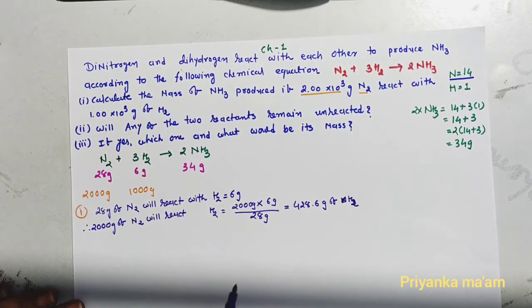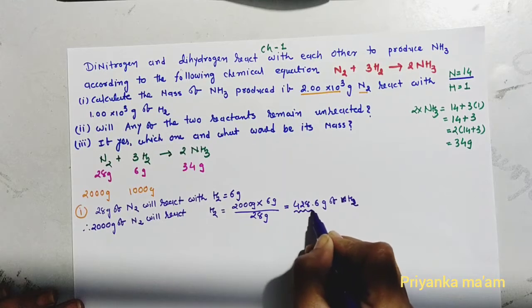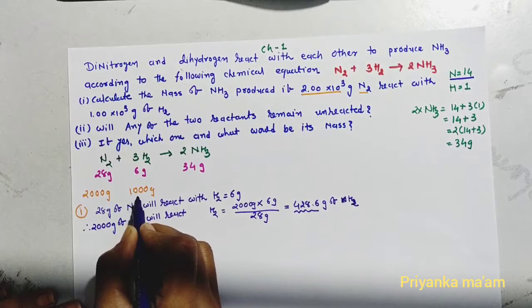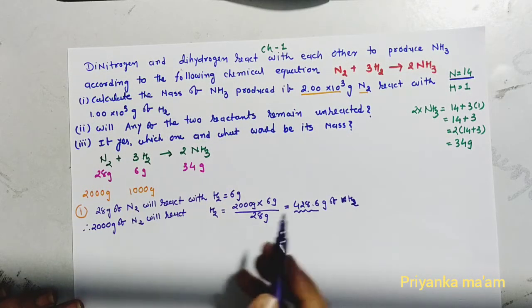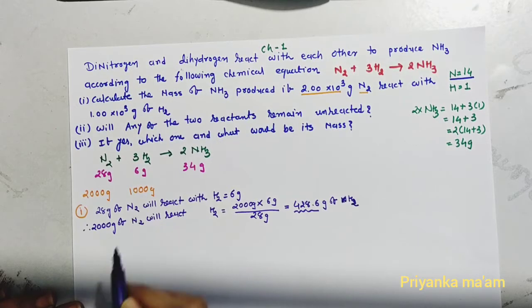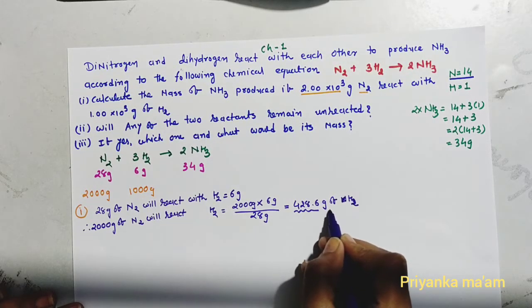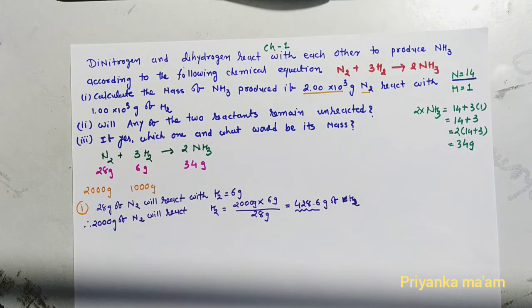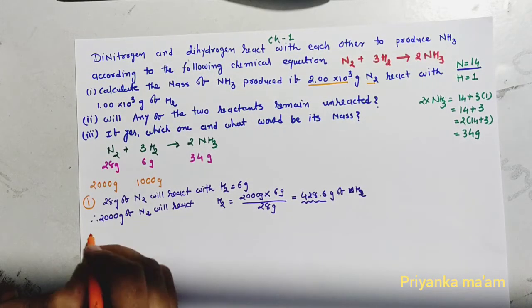But here we have 1000 gram. See, here 428.6 gram of H2. But in the numerical, we have 1000 gram of H2. So, H2 is in excess amount. हमें यहाँ पे मिला है 428.6 ग्राम, बट दिया कितना है 1000 ग्राम. So, H2 is in excess amount. So, which is the limiting reagent? N2 is the limiting reagent.